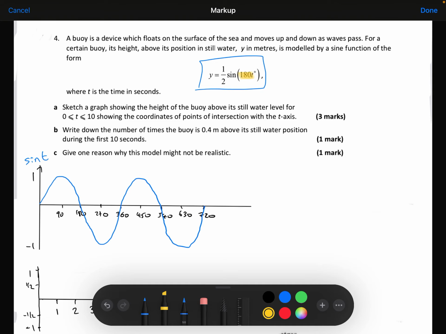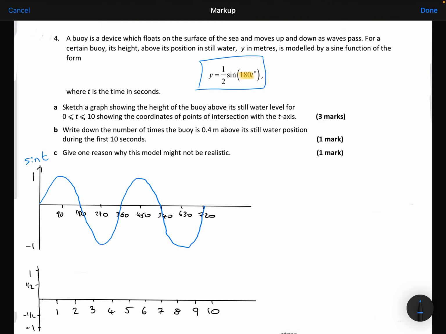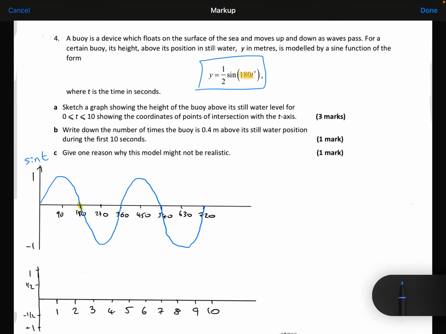This 180 on the inside here, I know that that's going to divide all of the, in this case, t coordinates by 180. It's going to squash this graph by a scale factor of 1 over 180 in the x direction. So I'm dividing all of the x coordinates by 180. So this point here, where it usually goes through the x-axis, or the t-axis in this case, is at 180. When I divide that by 180, it's now going to be at 1 here.